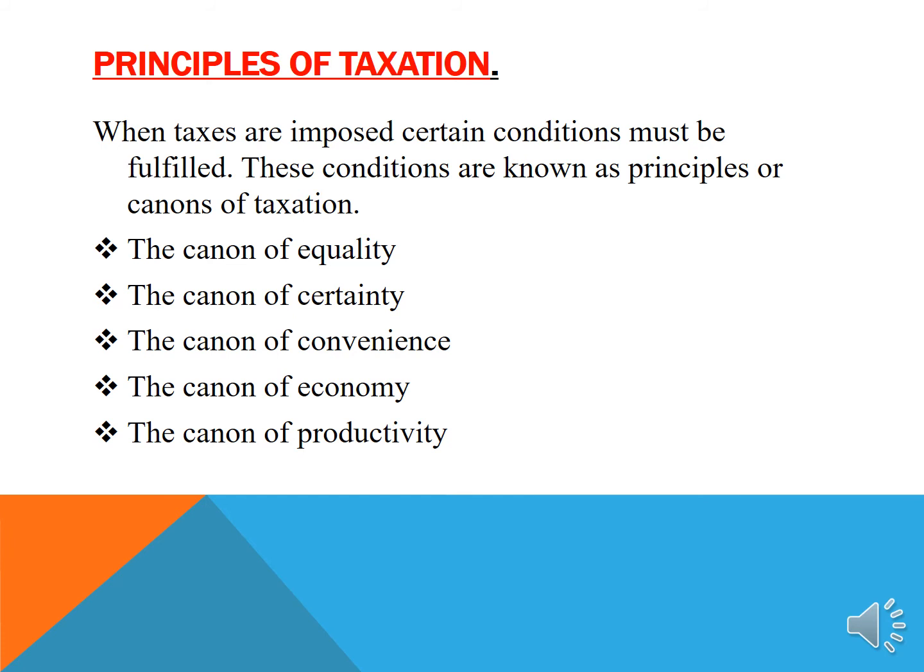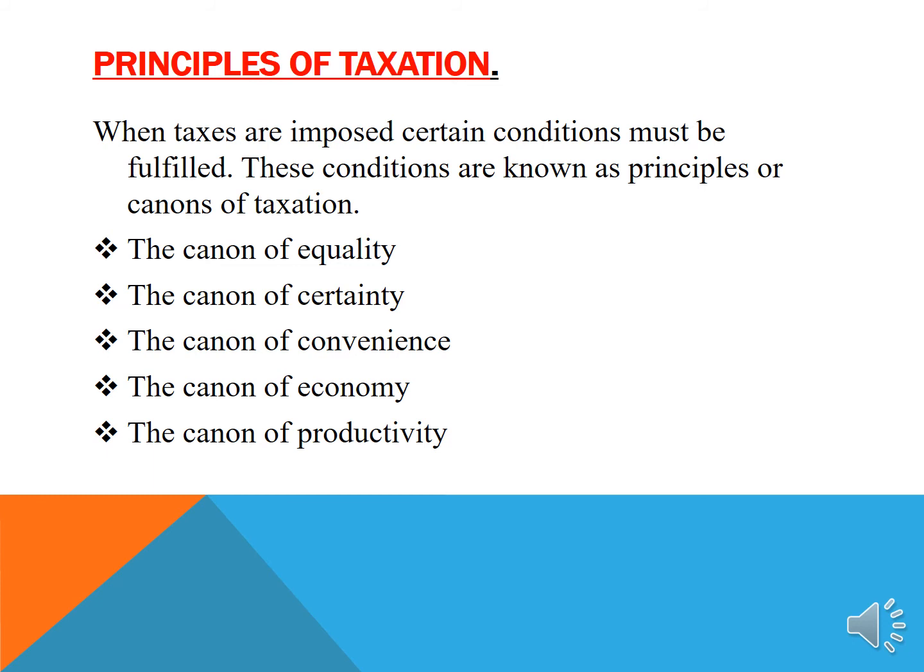The canon of convenience. This canon lays down that both the time and manner of payment should be convenient to the taxpayer. In the words of Smith, every tax ought to be levied at the time or in the manner in which it is most likely to be convenient for the contributor to pay. The payment of sales tax and excise duty by the consumer is convenient because he pays these taxes when he buys commodities and at a time when he has the means to buy. The manner of payment is very convenient to him because these taxes are included in the prices of commodities.